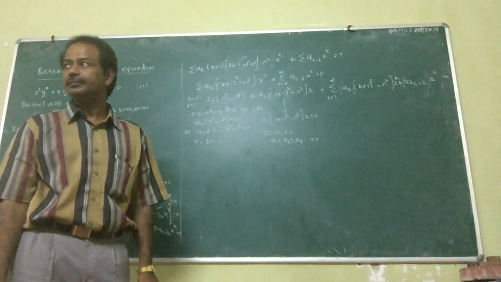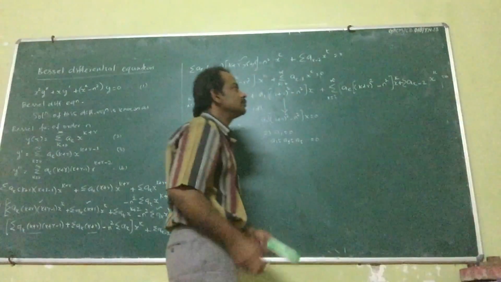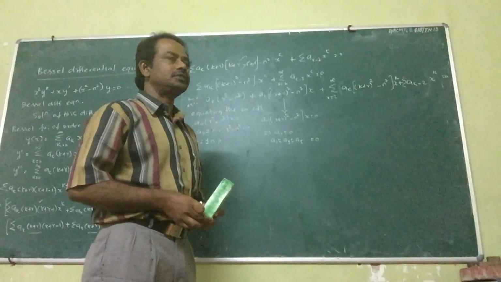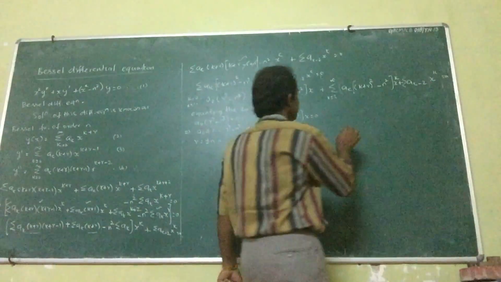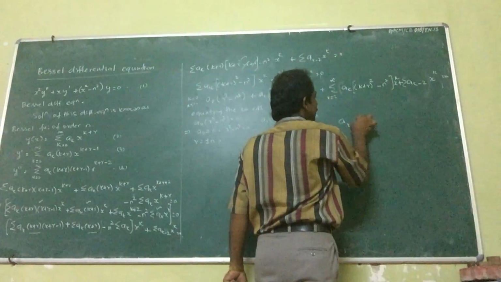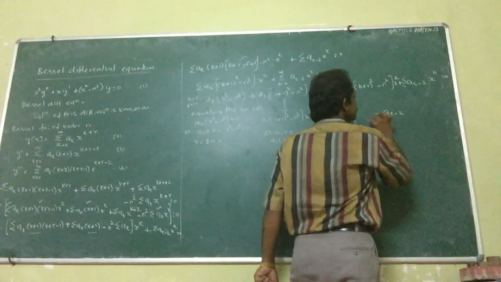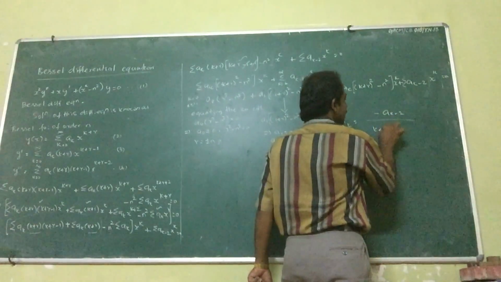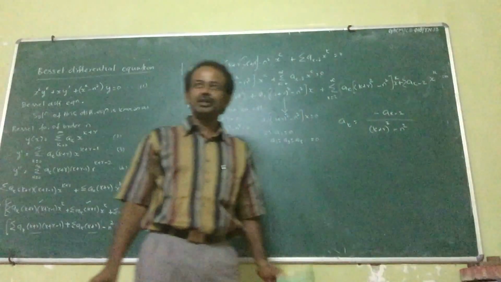Is it clear what I am saying? Look at this equation. Second coefficients. That will give you this term: a_k equal to minus a_{k-2} divided by (k plus r) whole square minus n square. Is it clear? So what is this one?